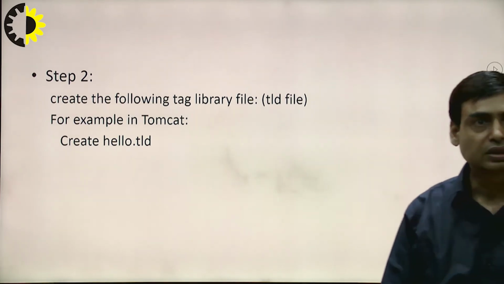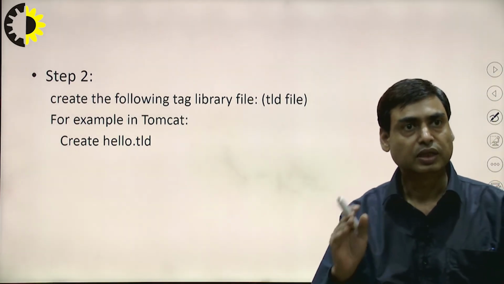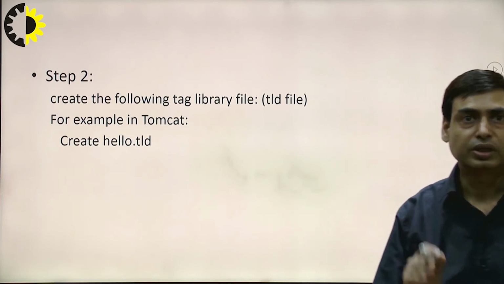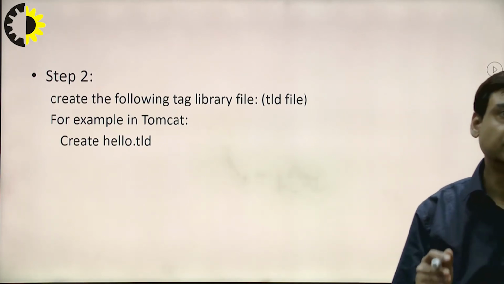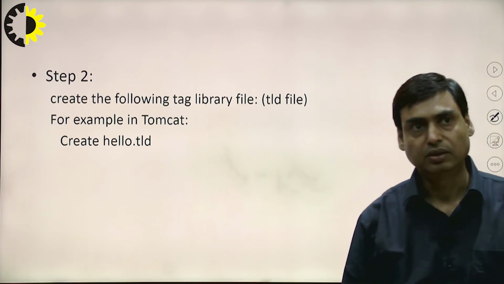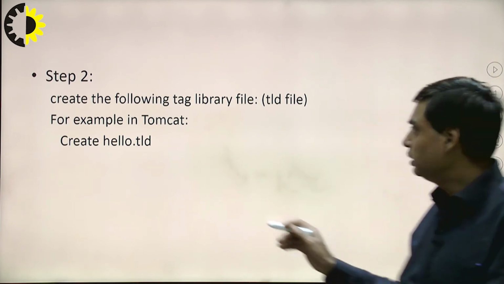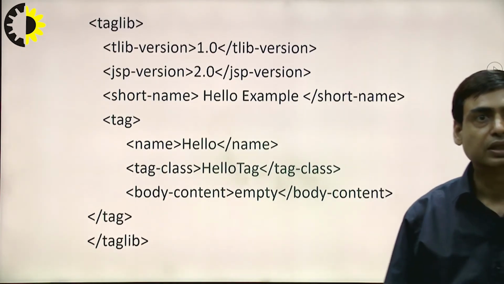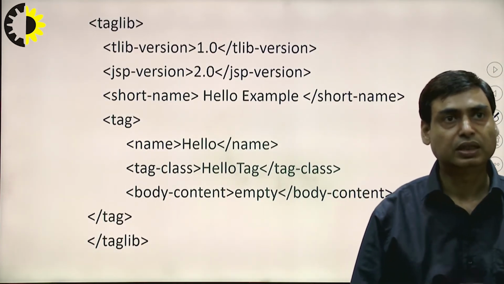So I discussed that the first step is to create the tag handler. It is created. The second step is to create a TLD file. A TLD file is basically an XML file. To create the TLD file in Tomcat, you can create a hello.tld file. It is an example of a TLD file. Basically, it is an XML file.